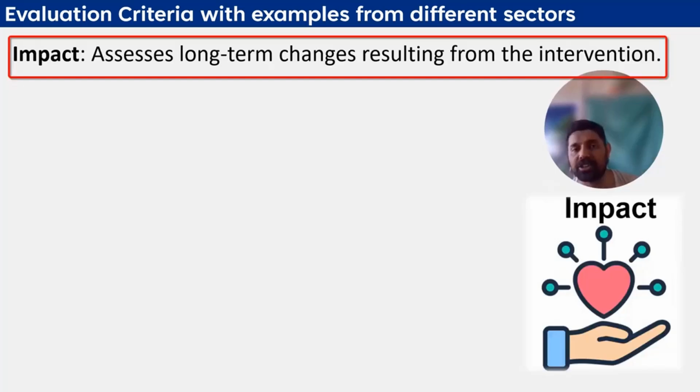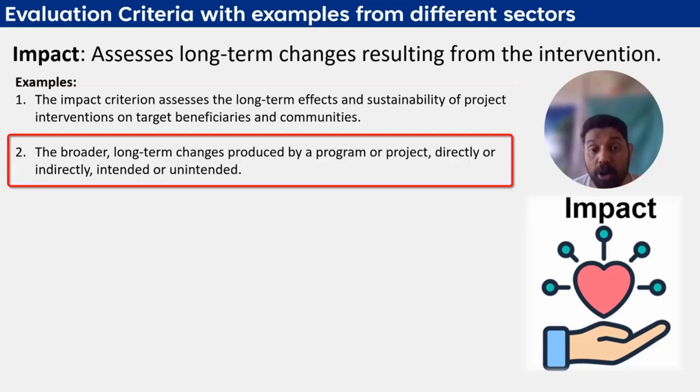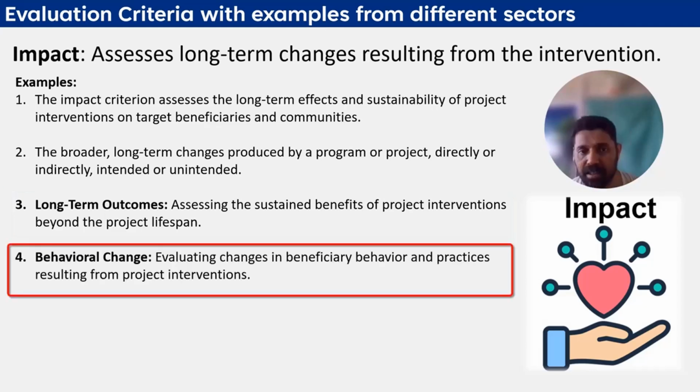Then we have impact. This criteria assesses the long-term effects or changes resulting from the intervention. For example, the impact criteria assesses the long-term effects and sustainability of project intervention on target beneficiaries and communities. The broader long-term changes produced by a project directly or indirectly, intended or unintended. Long-term outcome, assessing the sustained benefits of project intervention beyond.